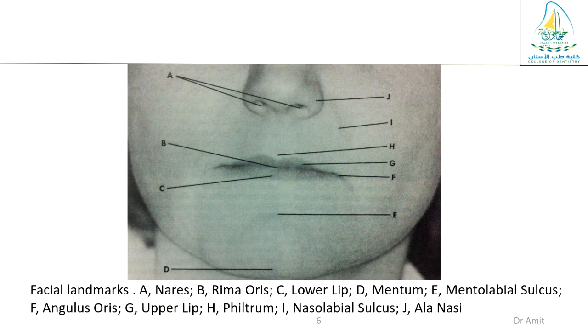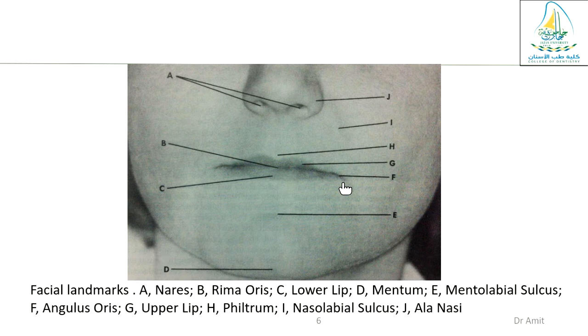First of all, the A part, these are known as the nares, or the nostrils. B part is the rima oris, that is the mouth. C is the lower lip, you can see it here. D is the mentum, and E is the mentolabial sulcus. There is a sulcus present on the face between the mentum and the lower lip. So that's why it is known as mentolabial, between mentum and labial. So this is known as the mentolabial sulcus.